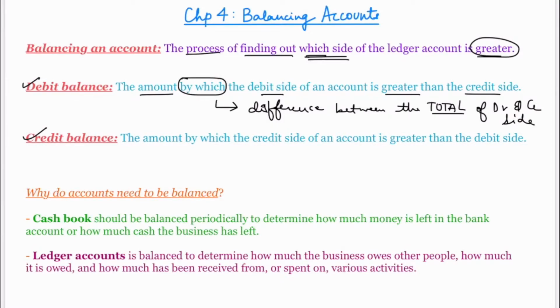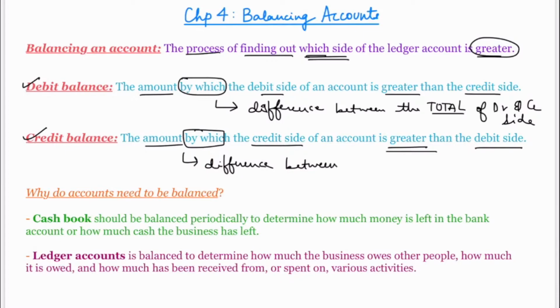Now, credit balance is the amount by which the credit side of an account is greater than the debit side. Again, it is the difference between the total of the debit and credit side. And here the credit side will be higher and here the debit side will be higher.